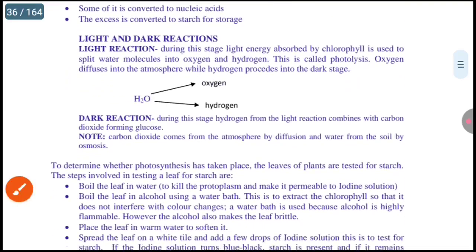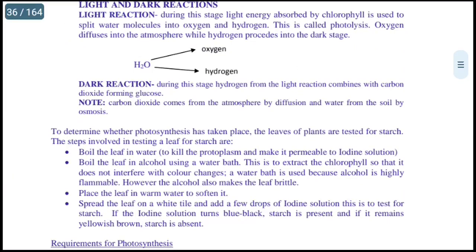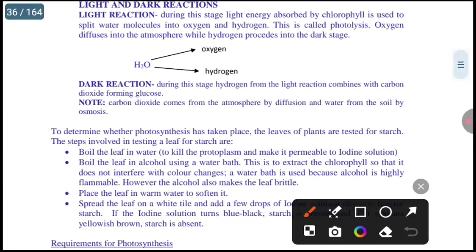That is the light reaction. Now the dark reaction: during this stage, hydrogen from the light reaction, the one which was left in the light reaction, combines with carbon dioxide forming glucose. So carbon dioxide combines with hydrogen to form glucose.